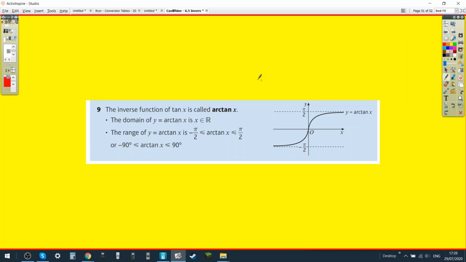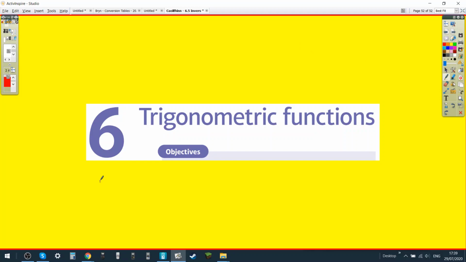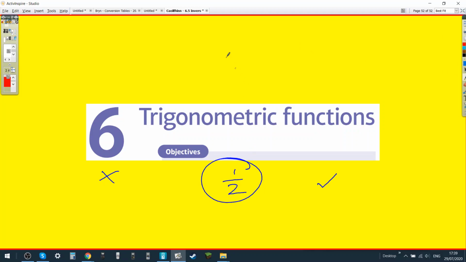And you do a bunch of malarkey, like tan to both sides. Trig functions. Definitely half.